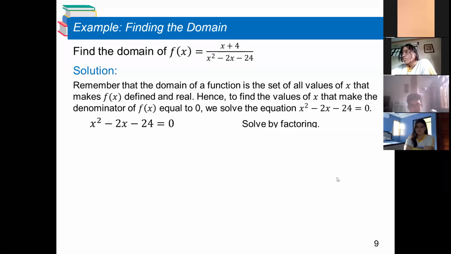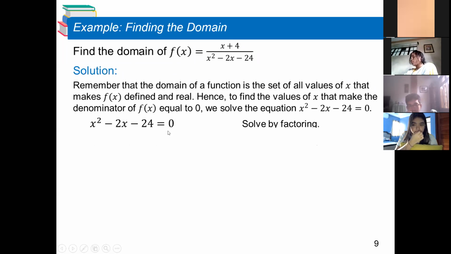Let me ask. Sino naka... Lucia, do we have Lucia around? Okay. What do you think will be the factors of the trinomial, Lucia? Bigyan mo ako.